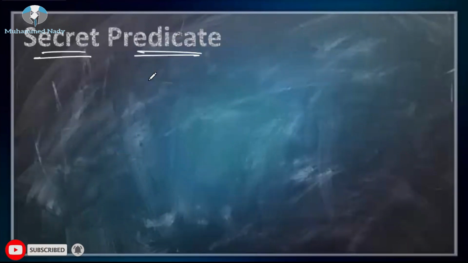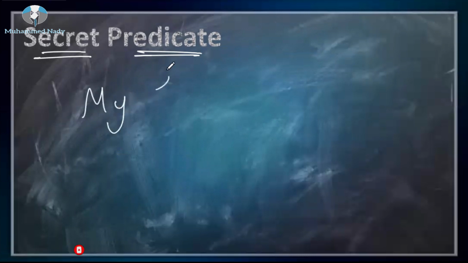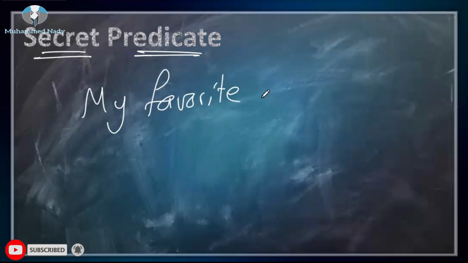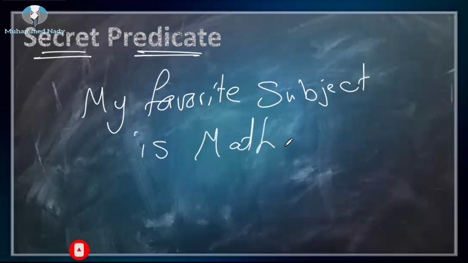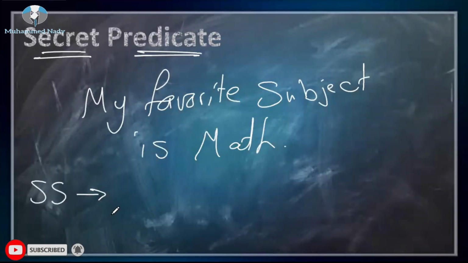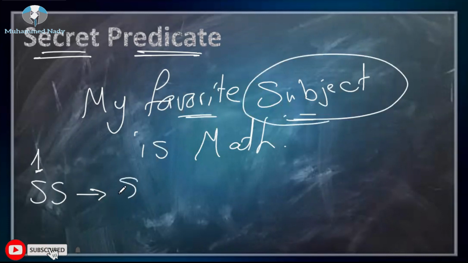Now let's go to the secret predicate. What about the secret predicate? Secret predicate, you're going to find in a sentence that the verb is not very clear in it. Look at this sentence. My favorite subject is math. If you ask yourself here about the simple subject, of course it's easy. What is this sentence talking about? It's talking about my favorite subject. Yes, but we need the simple subject. The word simple means one. So the simple subject here is the word subject.